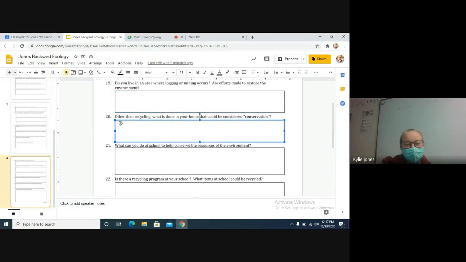Number 20, other than recycling, what is done at your house that can be considered conservation? So do you guys try to save water? Do you guys try to produce less waste in your house, like plastic? Like at home, I do my best to use as little water as possible. I don't use plastic grocery bags. I have reusable bags that I bring to the grocery store.